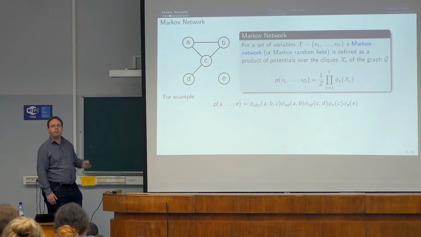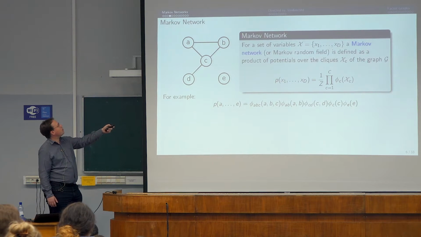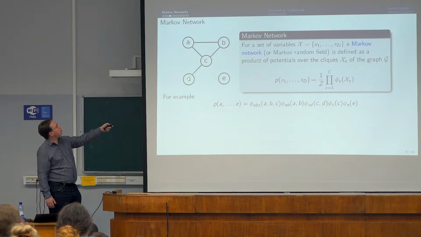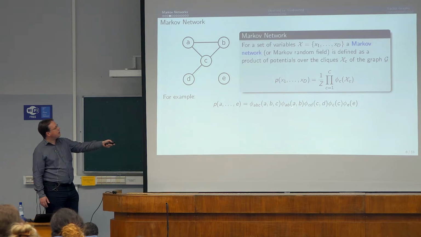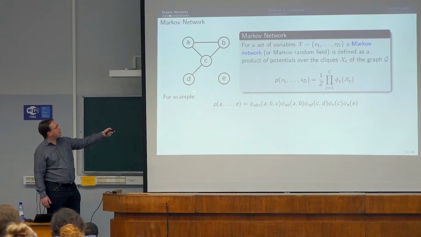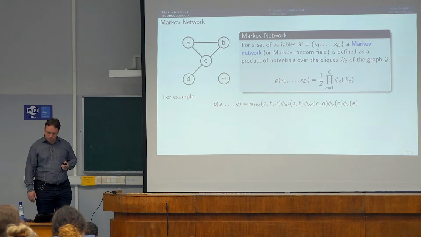D is a clique. It's connected to nothing, but that's fine. The moment you have more than one, they have to have an edge in between. The moment you have three, they need to have a triangle in between, and so on. So in fact, these are all cliques. ABC is a clique, AB is a clique, CD is a clique, C is a clique alone, E is a clique. So this product is compatible with this graph by the definition of a Markov network.